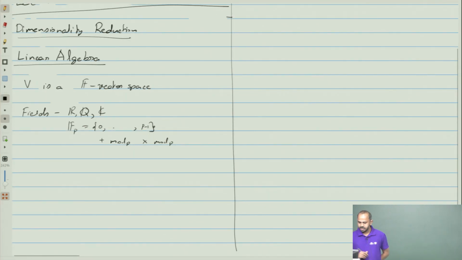If you remember your number theory, it happens that for every prime p, if you define your addition as addition modulo p and your multiplication as multiplication modulo p, then this becomes a field for every prime. And if p is not a prime, it is not a field. You can always find additive inverses, but multiplicative inverses will not be there if p is not prime. So p has to be prime.